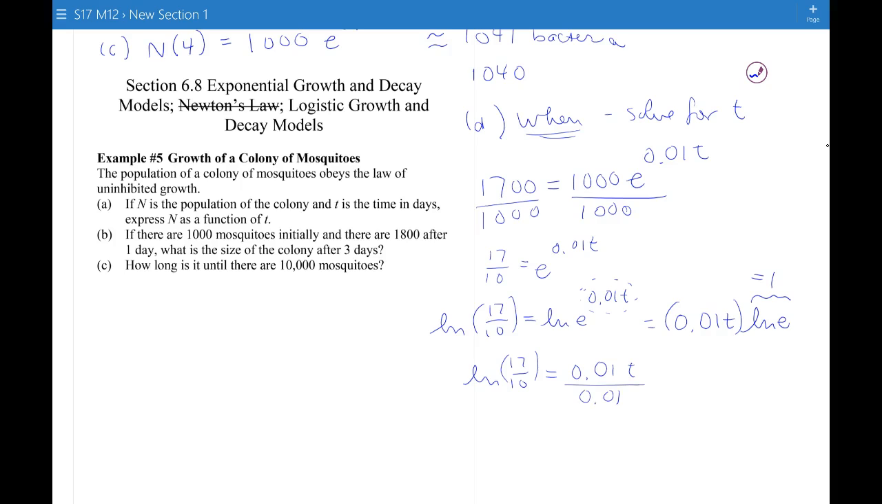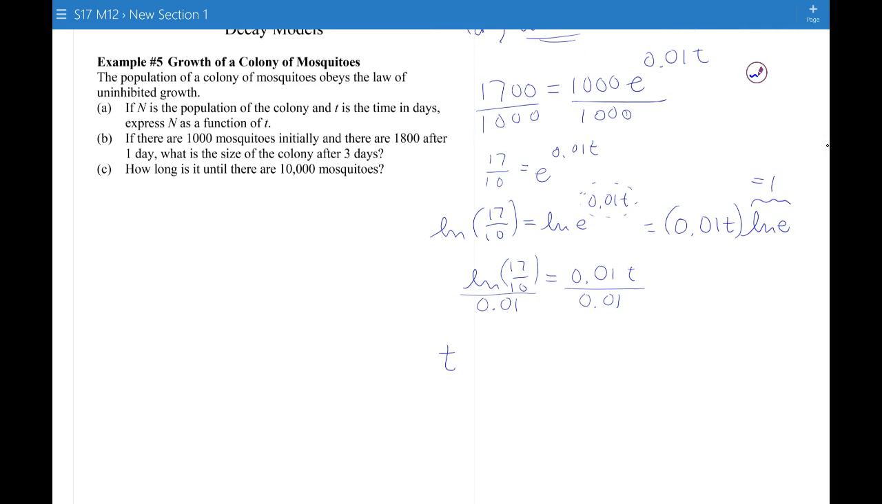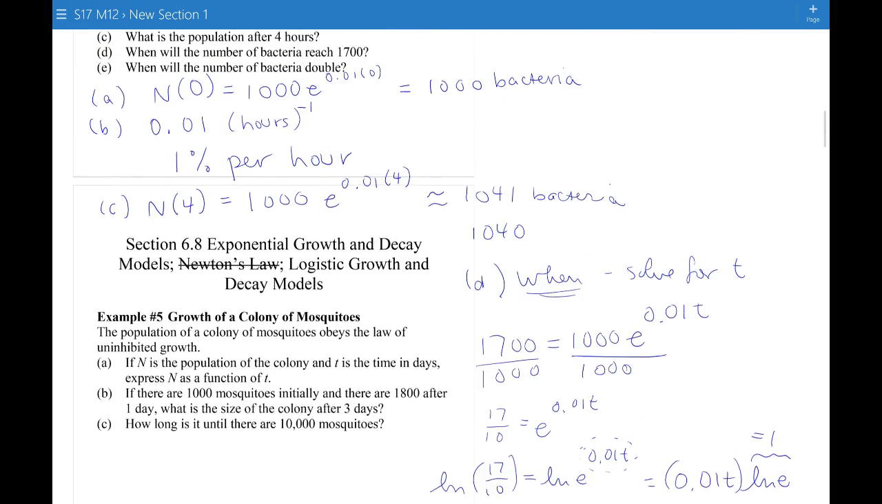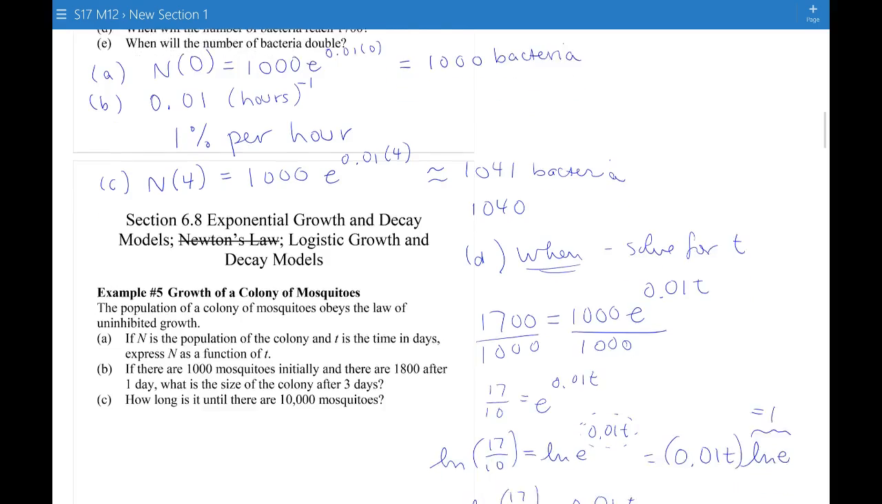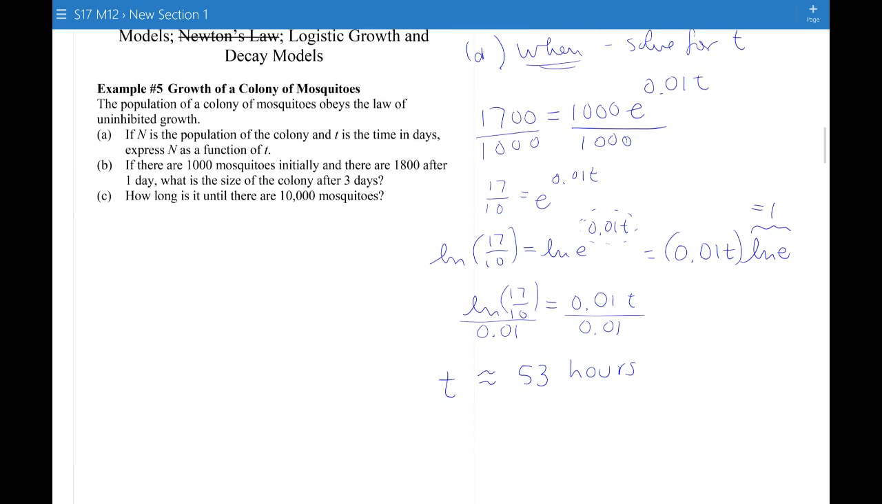So I'm going to divide both sides by 0.01, which is a very strange looking number. So I'm going to want a decimal approximation, because that's what will be useful in this problem. And it looks like about 53 hours. If you don't have anything that says how to round, just use your best judgment. So after about 53 hours, you'd have 1,700 bacteria.